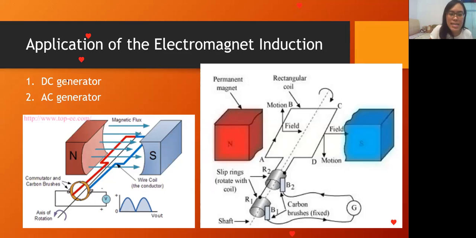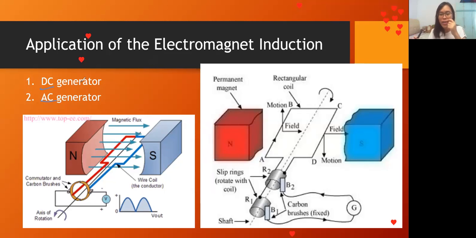DC here stands for direct current. AC here stands for alternating current. So one of the generators is producing direct current, and one of the generators is producing alternating current.